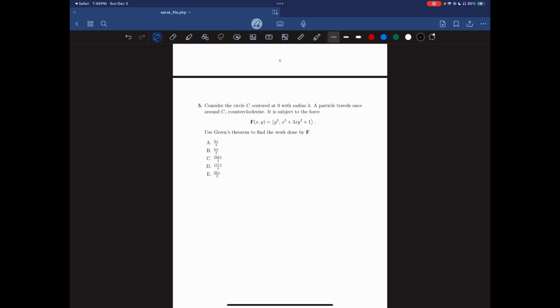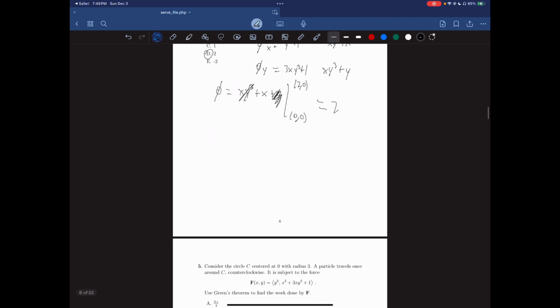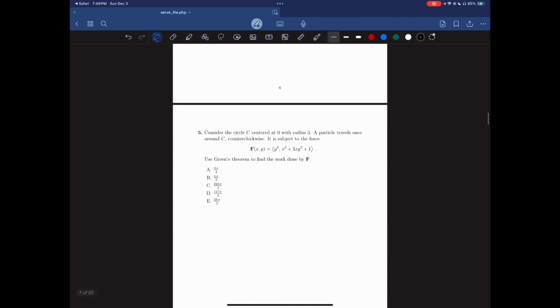Number 5, consider the circle C centered at 0 with radius 3. A particle travels once around C counterclockwise. It is subject to the force F(x,y) = ⟨y³ + x³, 3xy² + 1⟩. Is that the same as this? Oh, it is. Very similar. Use Green's theorem to find the work done by F.